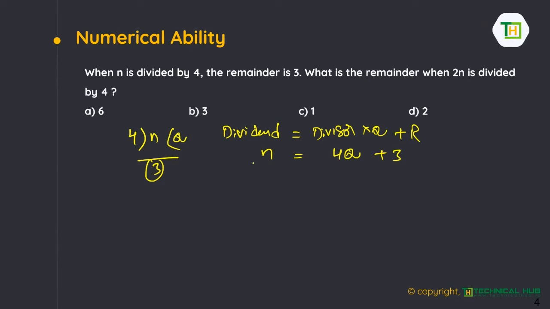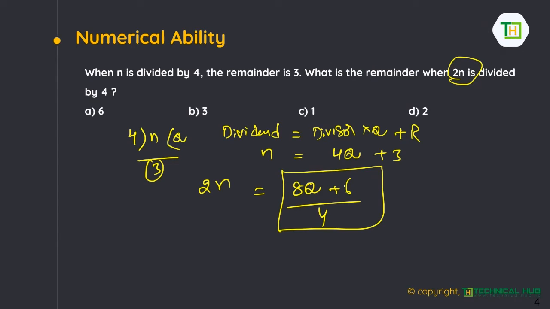Now the question is, what is the remainder when 2n is divided by 4? Here the value of n is 4q plus 3. Now we need to divide 2n. What is the 2n value? 2 times n, that is 8q plus 6. This number 2n is divided by 4. What is the remainder? That is the question he is asking.